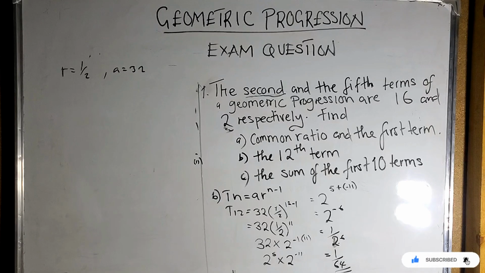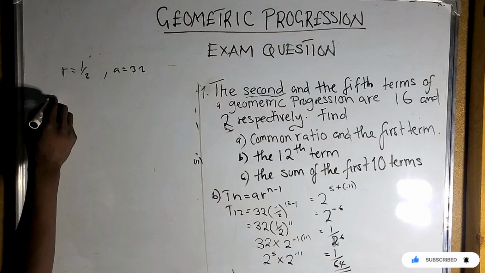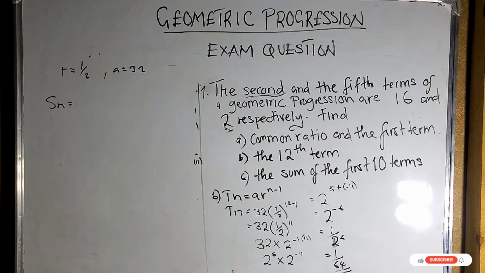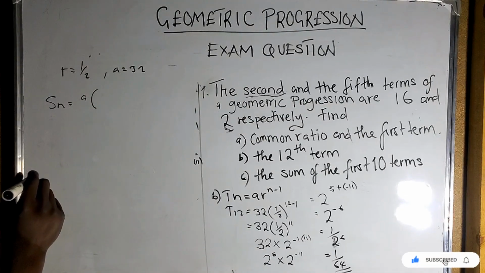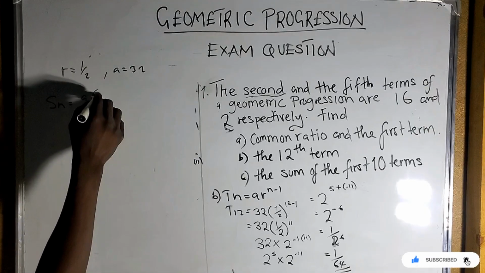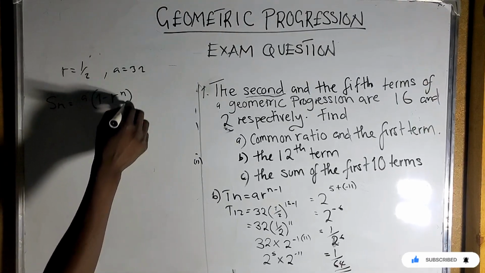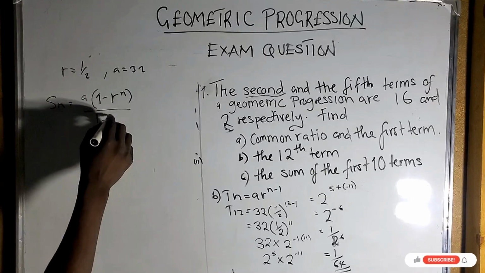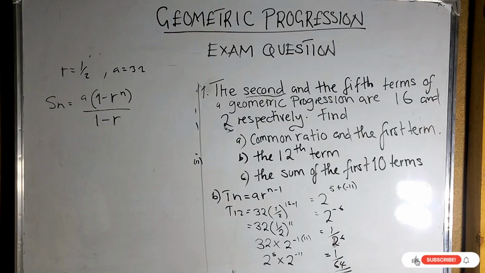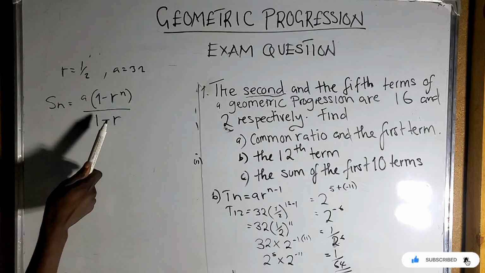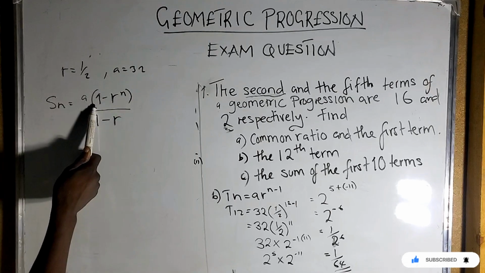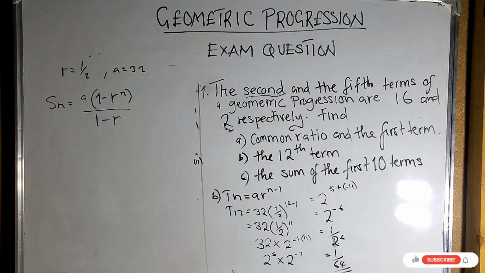So here what we're going to do is to write the formula. Sn is equal to, since the common ratio is less than 1, we're going to say a times 1 minus r to the power n over 1 minus r. That's what you do. If the common ratio was greater than 1, it would have been r to the power n minus 1, over r minus 1.